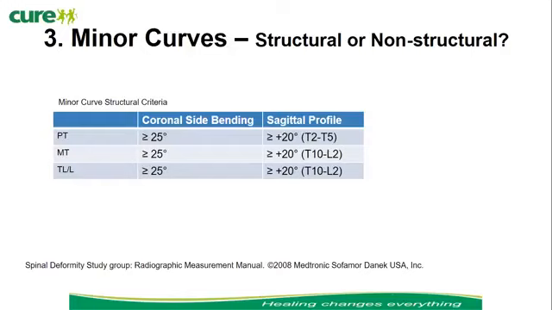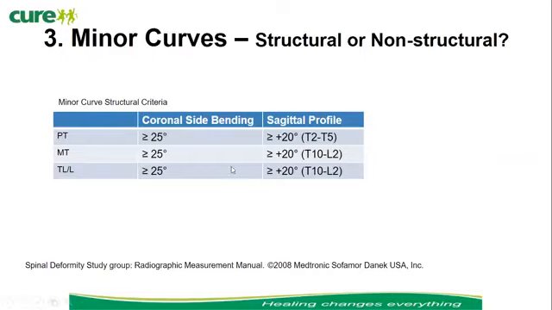And that's where the side bending supine films come into play. Because at that point, if you have bent it, and it doesn't bend out to less than 25 degrees, then that is a stiff curve and it is thought to be a structural curve, whether it is proximal thoracic, main thoracic, or the thoracolumbar or lumbar curve.